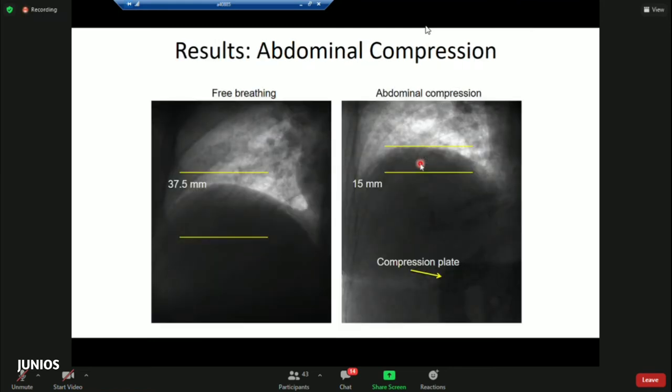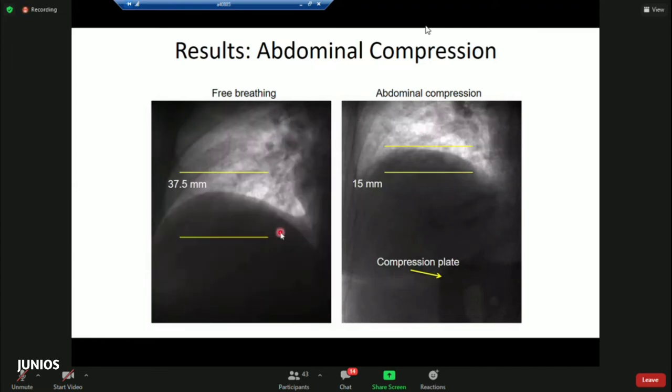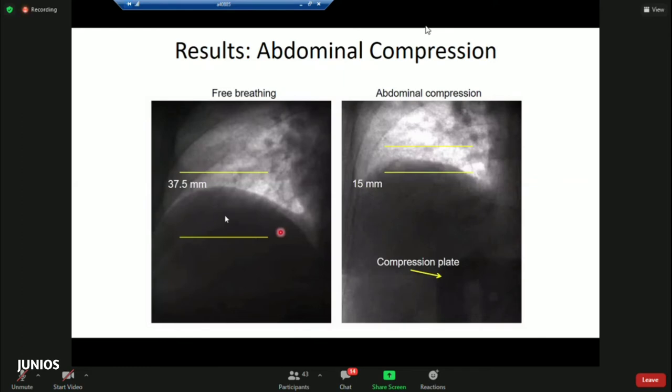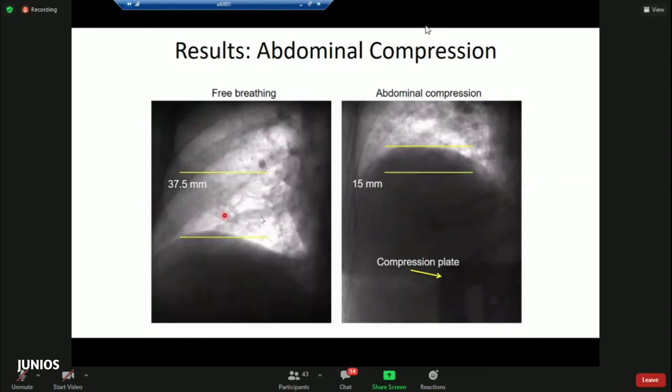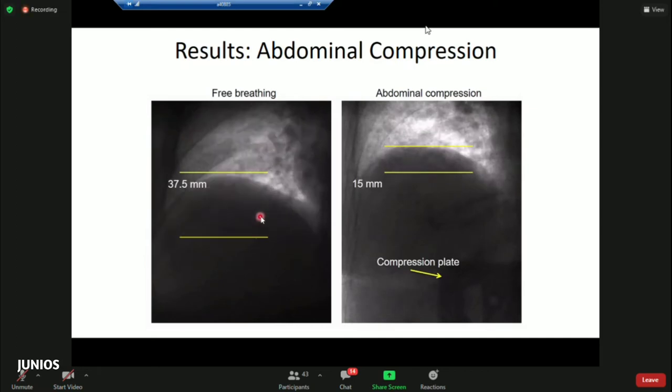So the free breathing, this is one of the extreme cases, actually up to 4 centimeters we occasionally see, that's how much we move. Imagine we try to treat this as SABR without motion management, probably we cannot achieve that particular point with a SABR prescription.